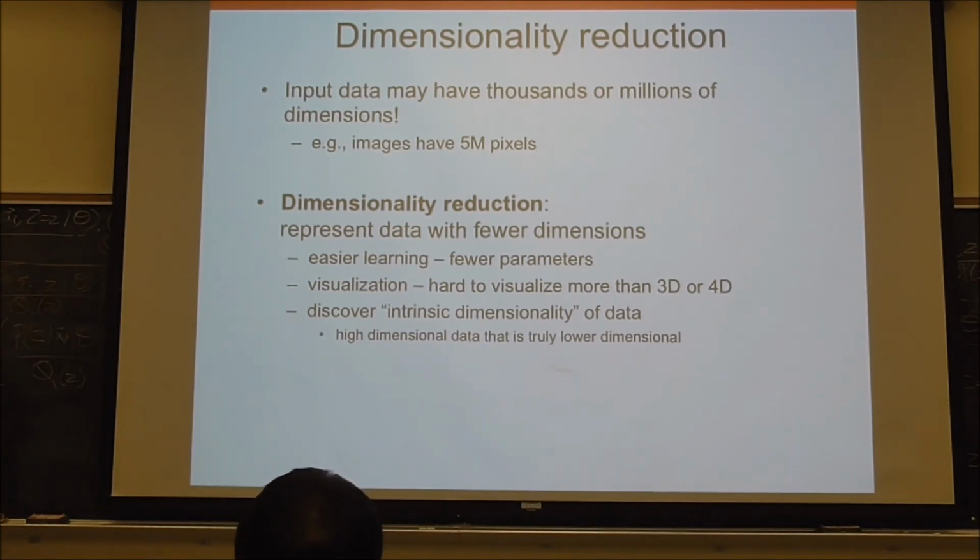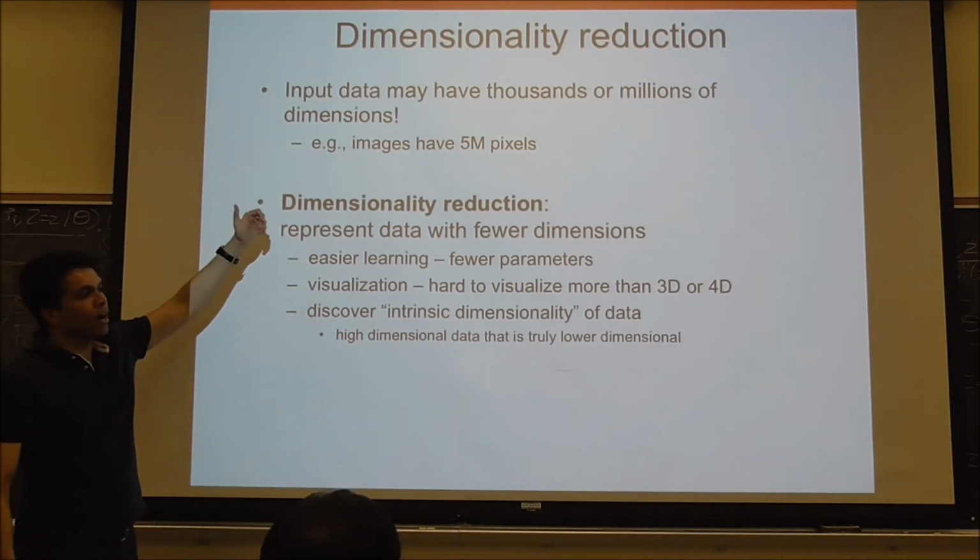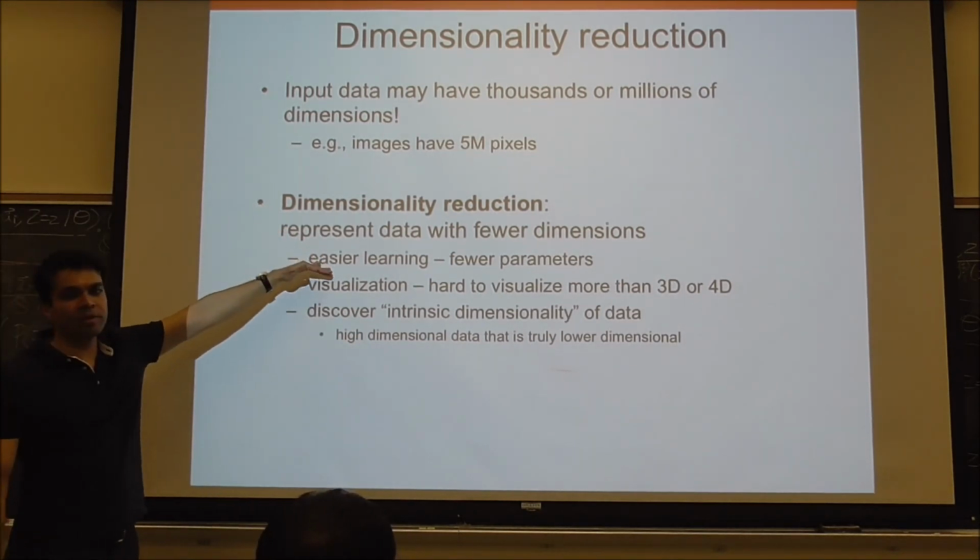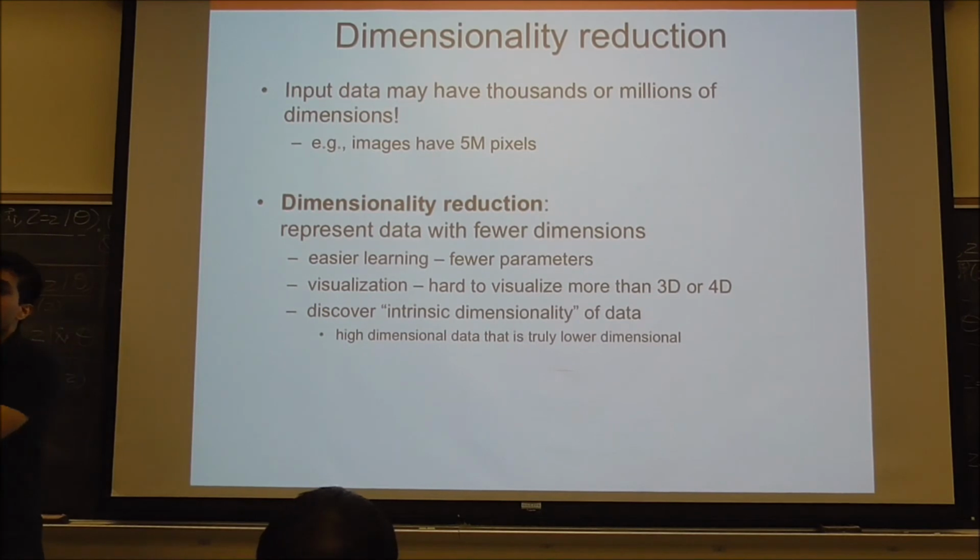So what we'd like to do is go from a high dimensional space to a low dimensional space and represent data with fewer dimensions. The reasons may be easier learning. For example, we know that ultimately we're going to do some classification problems with this, so lower dimensions would mean fewer parameters for a linear classifier, for example.